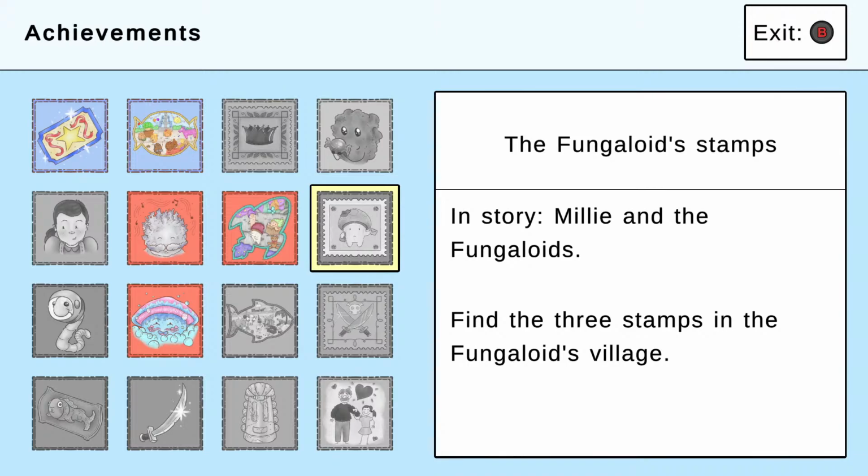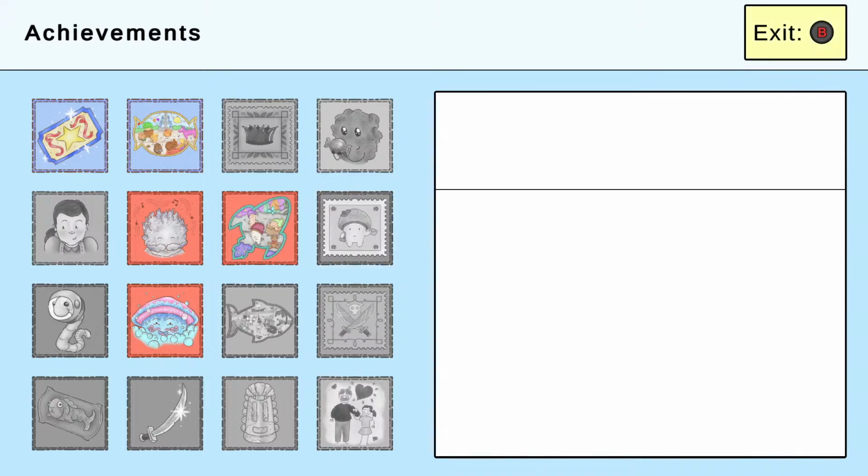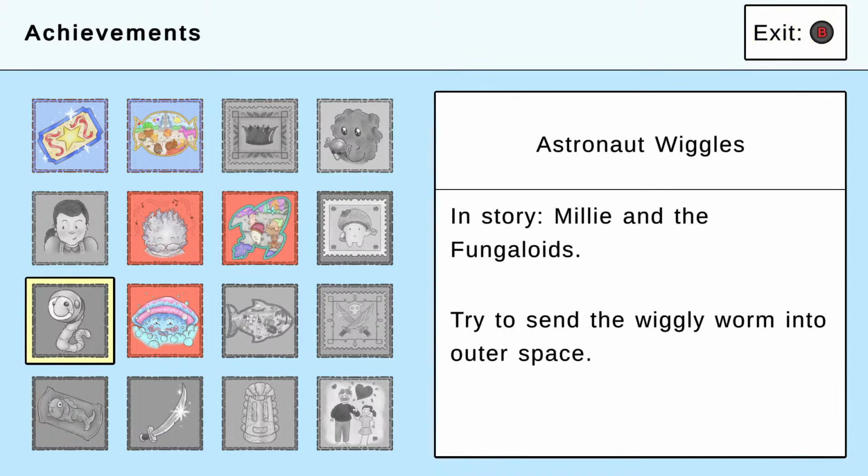Achievement 8 of 16. The Fungaloid stamps. Achievement locked. In story, Millie and the Fungaloids. Find the 3 stamps in the Fungaloids village. Exit. Achievement 9 of 16. Astronaut Wiggles. Achievement locked. In story, Millie and the Fungaloids. Try to send the wiggly worm into outer space.